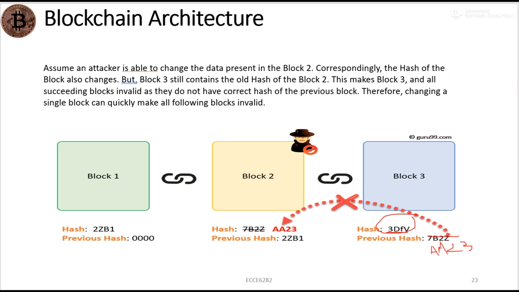So a change in a single block can quickly make all following blocks invalid, and if the attacker doesn't want anyone to come to know about these changes, he has to make changes to all the subsequent blocks after the block where he made changes, which is really a lot of hard work. That's why once recorded transactions are entered into a block of the blockchain, it is very hard to manipulate or change them.